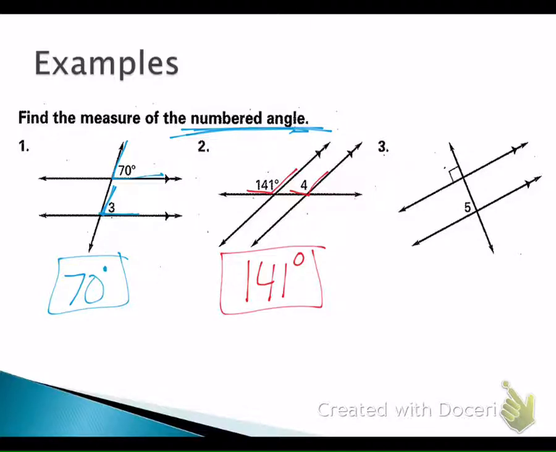All right, number 3. These are corresponding angles. And corresponding angles are congruent. And the box means a right angle. And a right angle means 90 degrees. So angle 5 is 90 degrees. That was the best fill in the blank I've ever done all year. All right. Questions on 1 through 3.